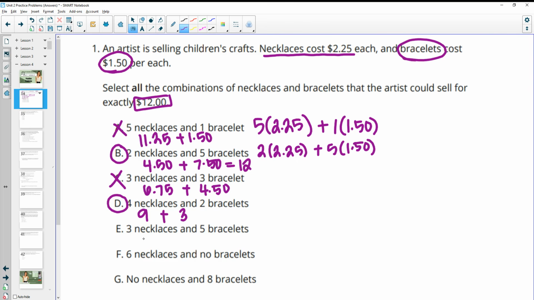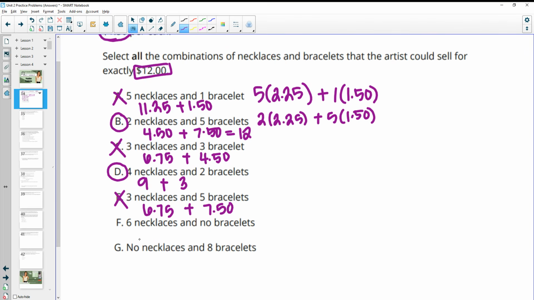E, 3 times $2.25 is $6.75. And then 5 times $1.50 is $7.50. And again, 75 cents and 50 cents doesn't equal an even dollar. So that's definitely not going to be exactly 12. 6 times $2.25 is going to be $13.50, and that's already over the 12. So for sure that's not going to work. And it was 0 bracelets. So another $0. Then this one is no necklaces. So 0. And then 8 times $1.50 is 12. So that does give us exactly $12.